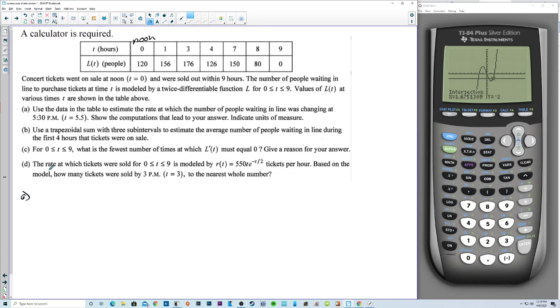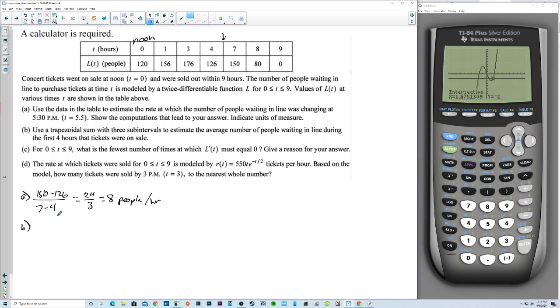So let's take a look at A. Use the data in the table to estimate the rate at which the number of people waiting in line was changing at 5:30 p.m., or t equals 5.5. Show the computations that lead to your answer and indicate units of measurement. So 5:30 is somewhere in here. So we need 150 minus 126 over 7 minus 4. That's going to be 24 over 3, so 8 people per hour. Indicate measure, show the kind. I think I got it all.